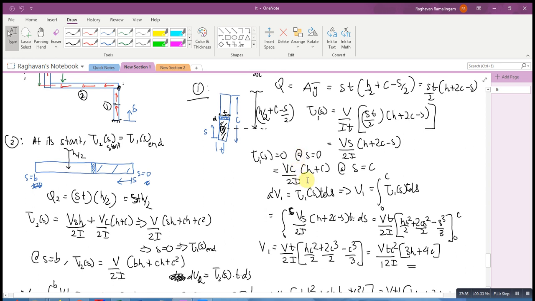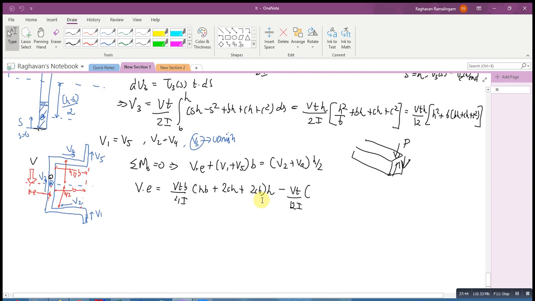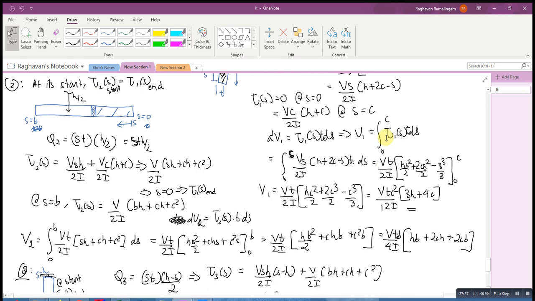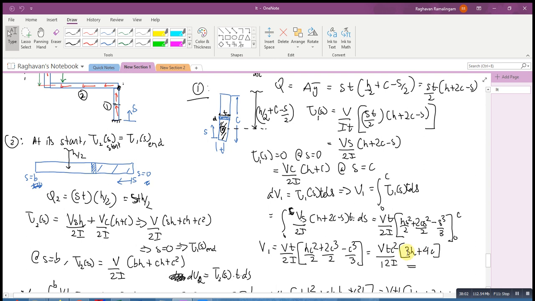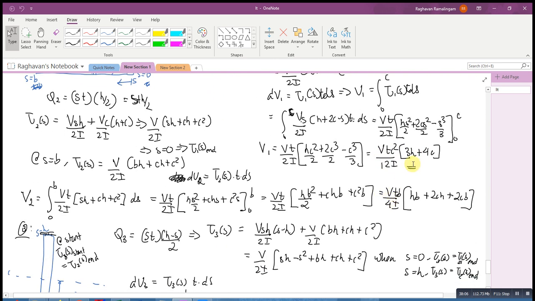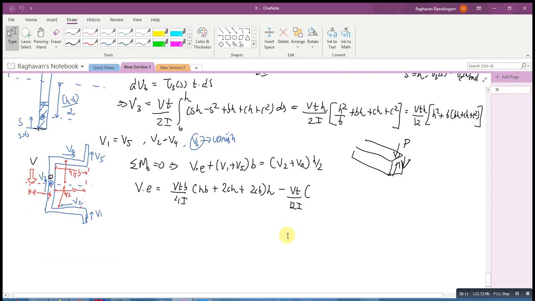So here I had inside 3H plus 4C, but now I'm going to have V1 plus, just a minute, yeah, I'm right. V1 and V5 is nothing but 3H plus VTC square by 12 into 3H plus 4C. Since I have V1 plus V5, I can just multiply this by 2. So I have 6H square C plus 8C cube B square, I forgot a B over here. So these are my two parts.